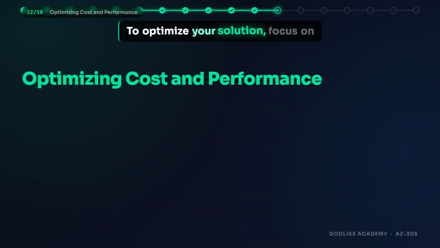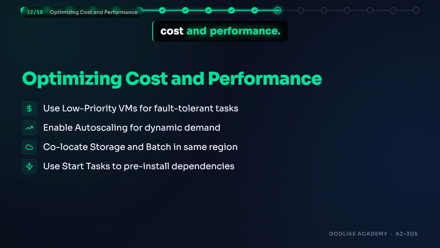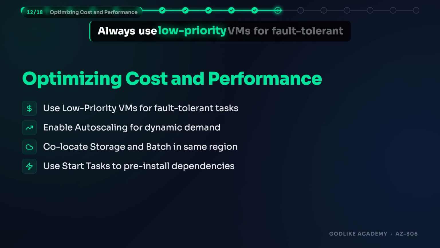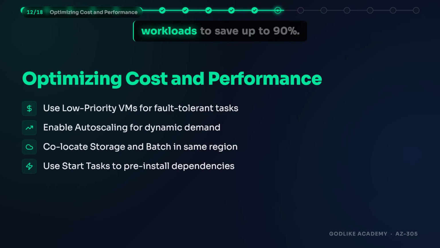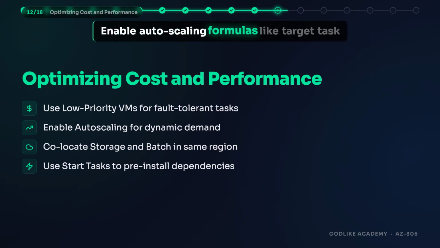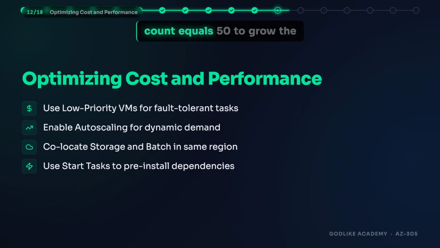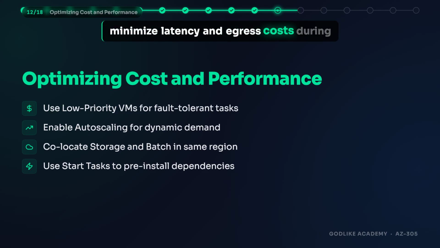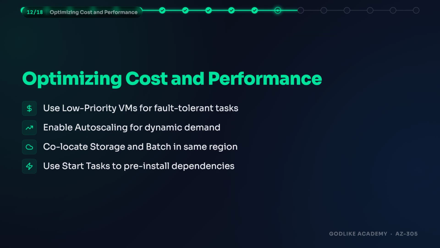To optimize your solution, focus on cost and performance. Always use low-priority VMs for fault-tolerant workloads to save up to 90%. Enable auto-scaling formulas like target task count equals 50 to grow the pool when the queue is long and shrink it when idle. Keep your storage account in the same region as your pool to minimize latency and egress costs during heavy data transfers.